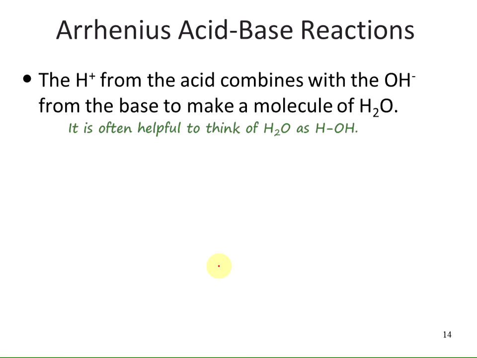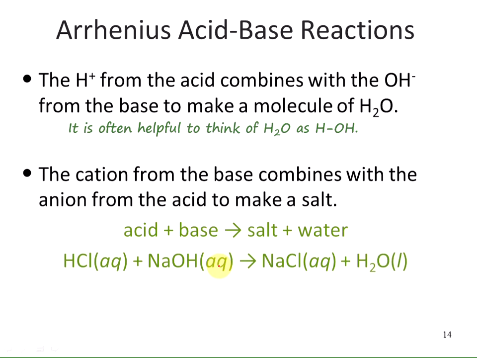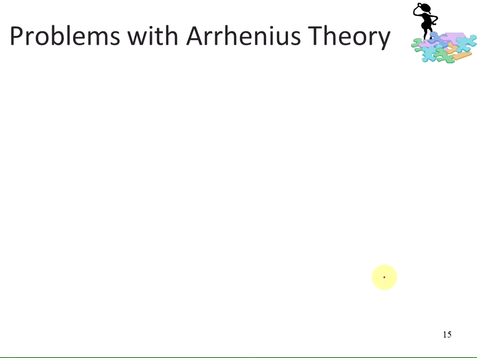In Arrhenius acid-base reactions, the proton from the acid combines with the hydroxide from the base to make a molecule of water. So this is the neutralization part. It's often helpful to think of water as HOH. The cation from the base combines with the anion from the acid to make a salt. So an acid plus a base makes salt and water. Here we have the example of HCl, hydrochloric acid, combining with sodium hydroxide, the base, to make sodium chloride salt and liquid water. Now, there are some problems with Arrhenius theory.